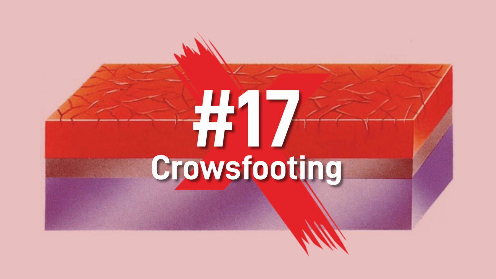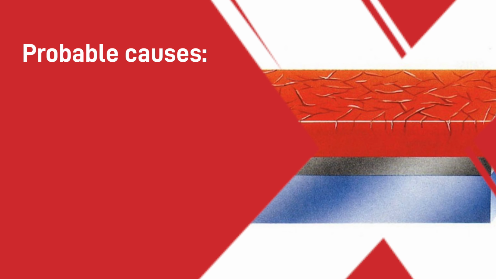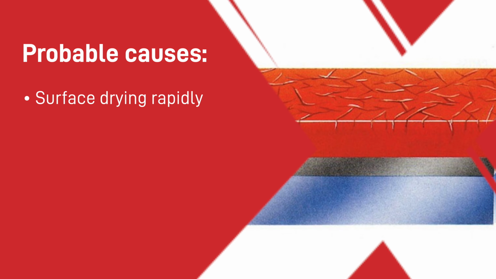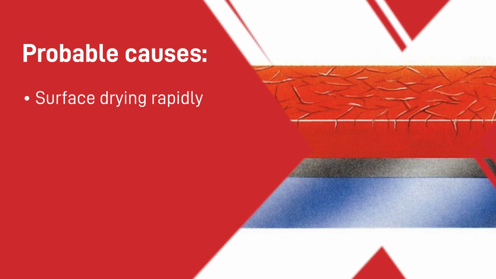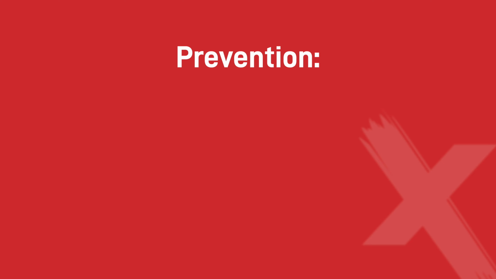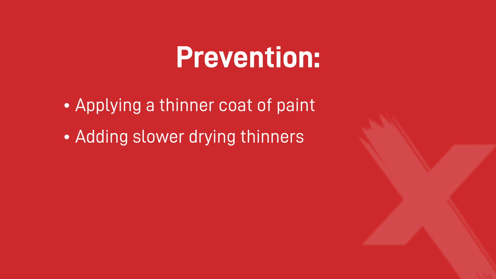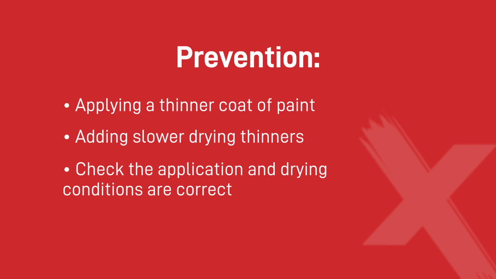Crowsfooting is example number 17. Usually caused when the surface dries too quickly and forms a skin, which then wrinkles as solvent slowly evaporates from the soft underlying paint. Very similar to crazing in appearance, crowsfooting can be prevented by applying a thinner coat of paint, adding slower drying thinners, and check that application and drying conditions are correct for the paint system used.